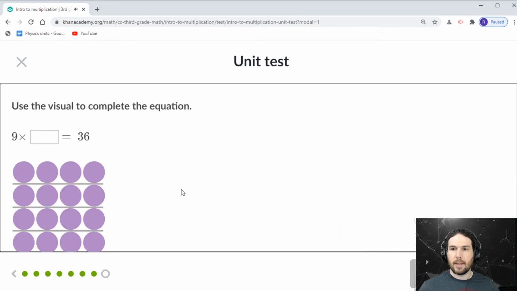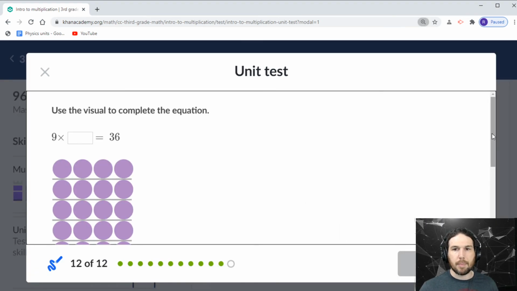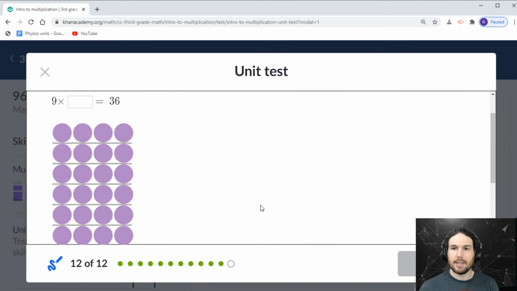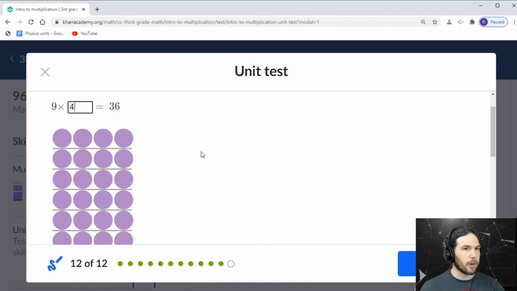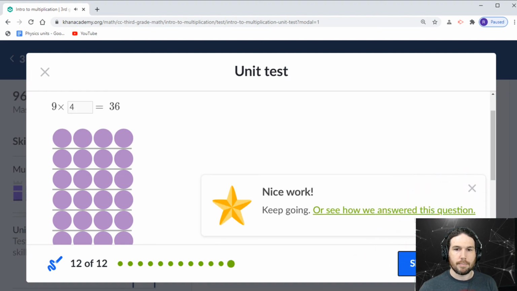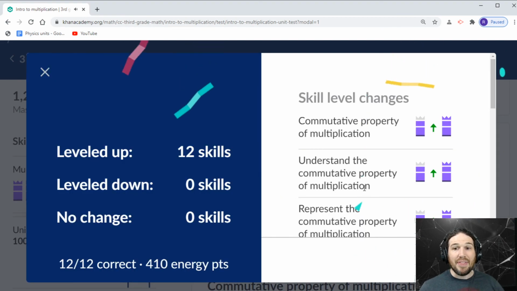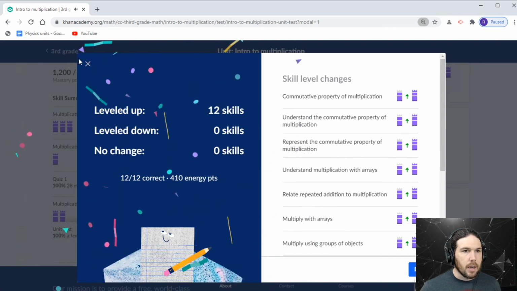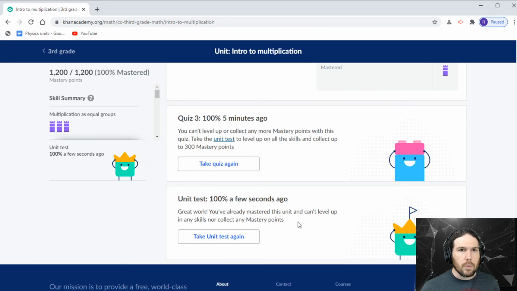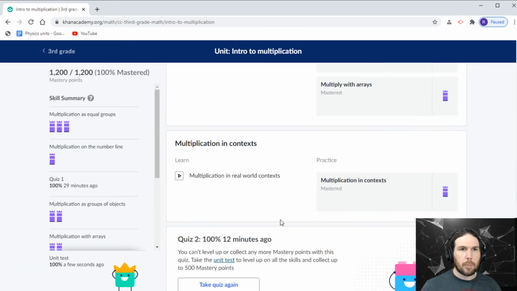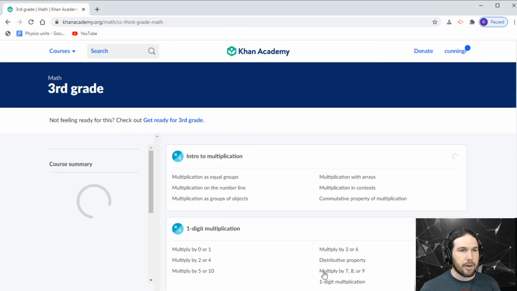One more. 9 times blank equals 36. Mikai is absolutely killing it right now, getting all of the answers correct so far. That's 9 times 4. That's the unit test. Okay, so we've done this introduction to multiplication. Let's back out into third grade.